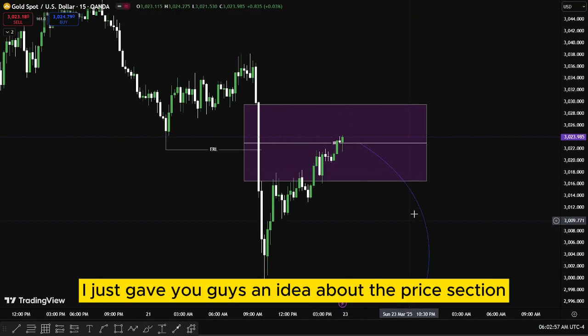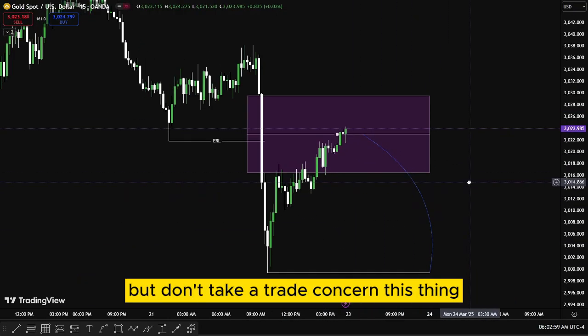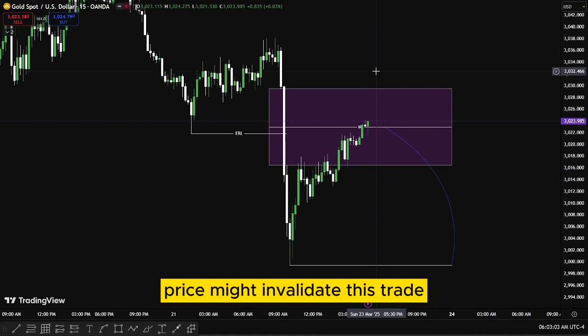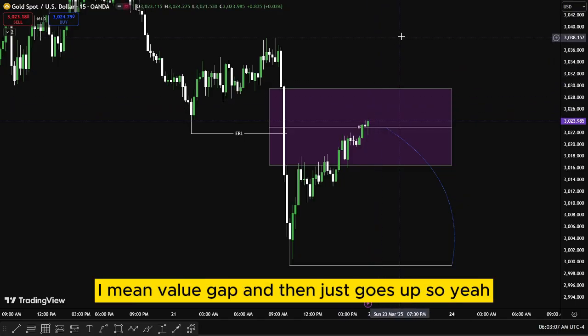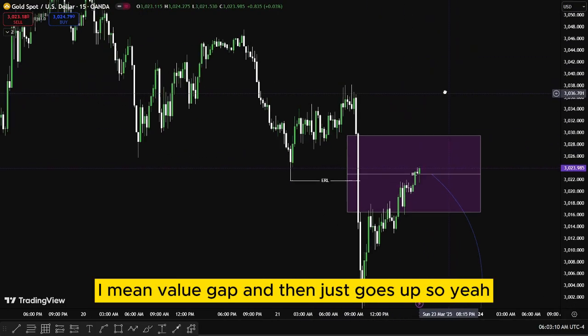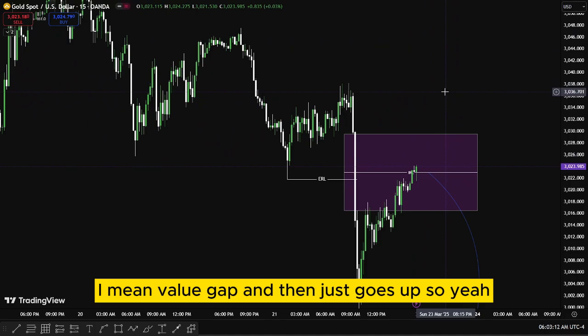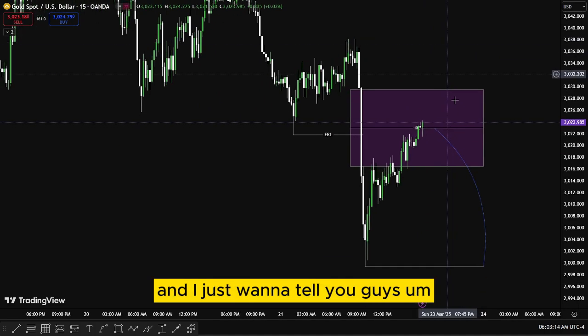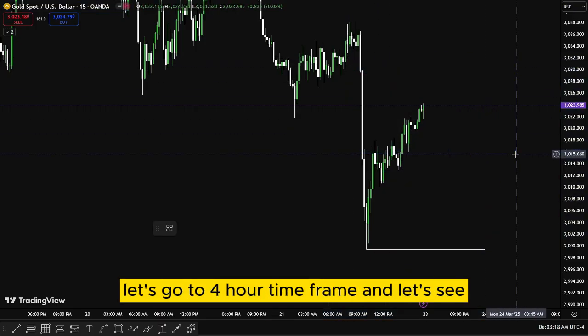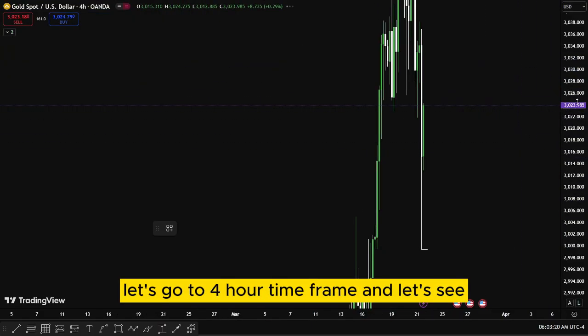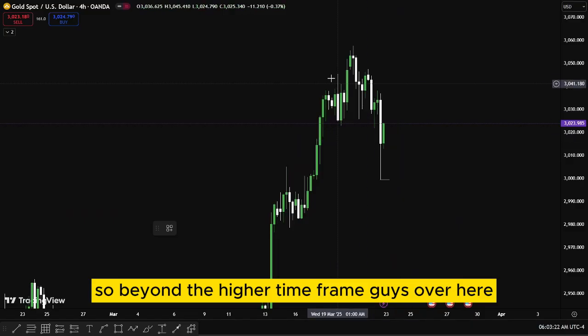So I just gave you guys an idea about the price action, but don't take a trade considering this thing, because most of the time price might invalidate this trade, like invalidate this order block, I mean fair value gap, and then just goes up. So yeah, I just want to tell you guys, let's go to the 4 hour time frame and let's see.